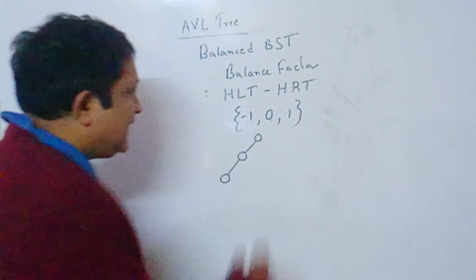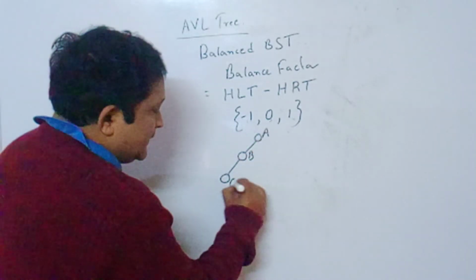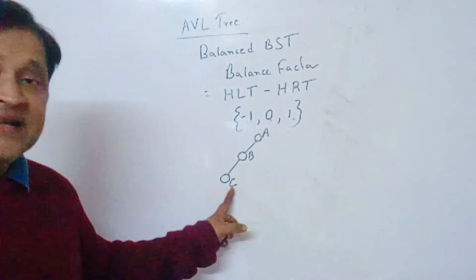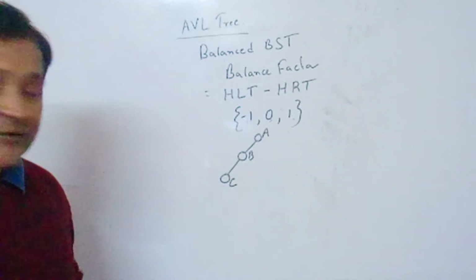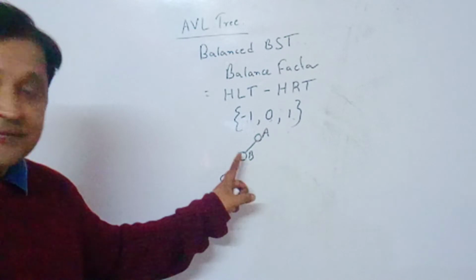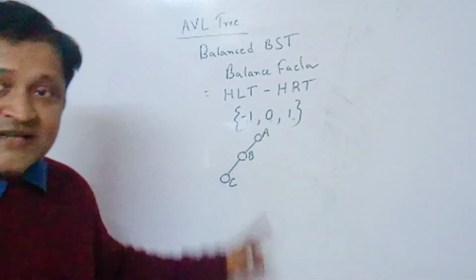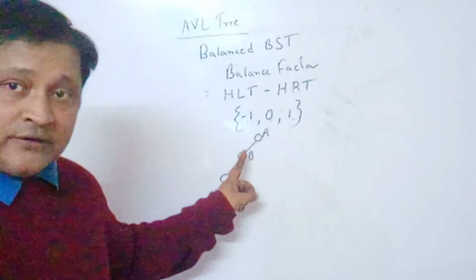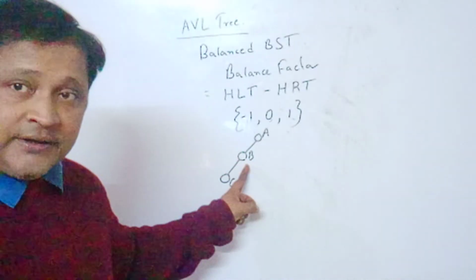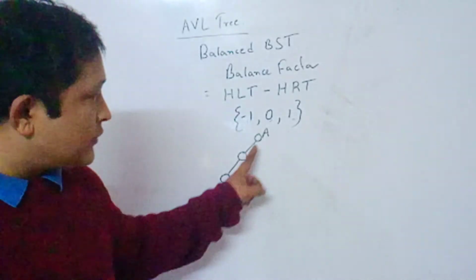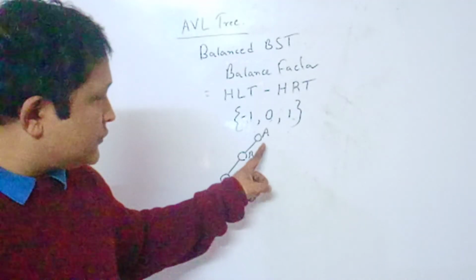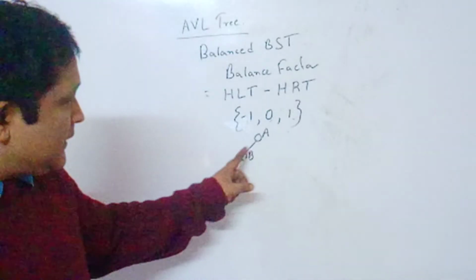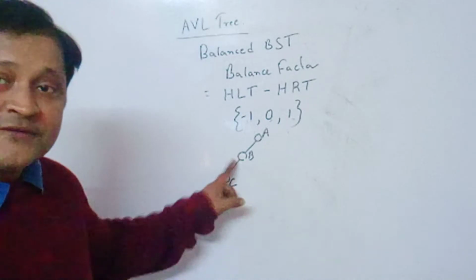Suppose this is A, this is B, this is C. B is less in value as compared to A, and C is less in value as compared to B. So B is the left child of A because B is less in value. As per the definition of a binary search tree, the values of the nodes of the left subtree should be less in value as compared to the parent node. So B should be less than A and C should be less than B in value. So B is the left child of A and C is the left child of B.